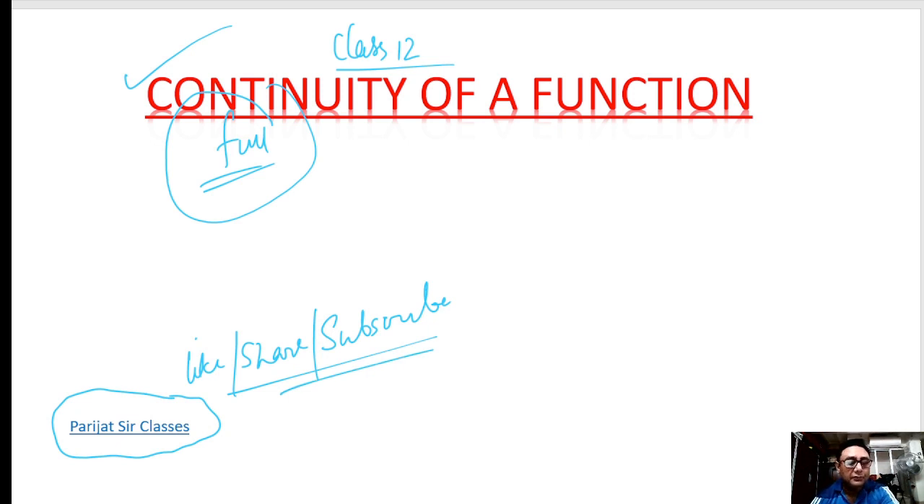So without wasting any further time, let us get started with the chapter, which is continuity.